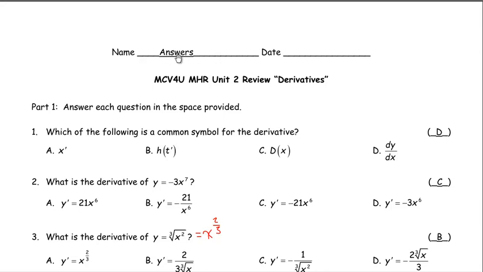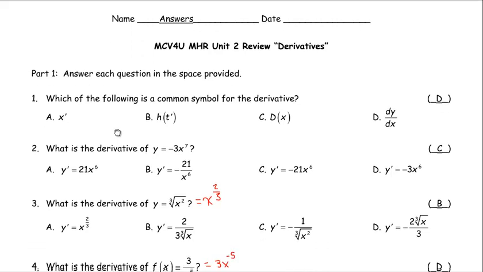In this tutorial, we're going to take a look at answers for a derivatives test, and this is for the MCV4U Calculus Vectors course in the province of Ontario, Canada. MHR stands for the initials for the publisher of the textbook, McGraw-Hill Ryerson. And this is actually the Unit 2 review on derivatives.